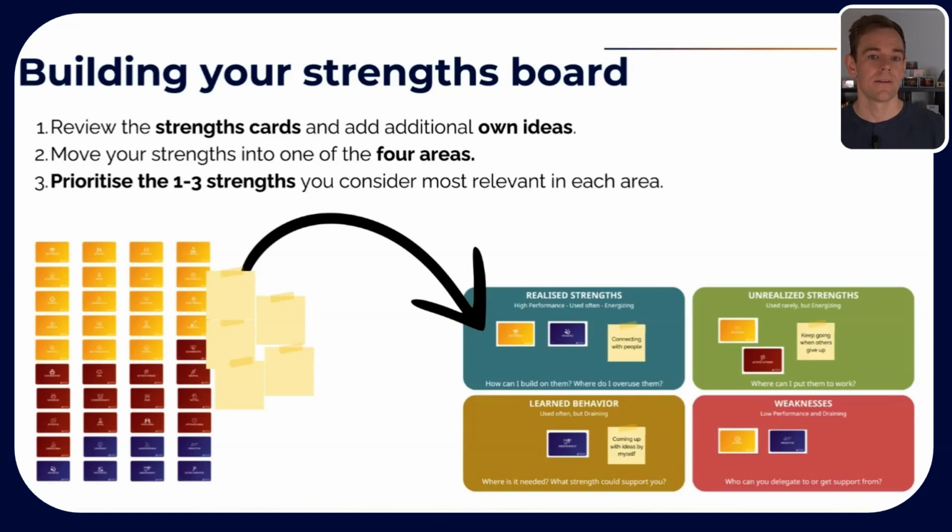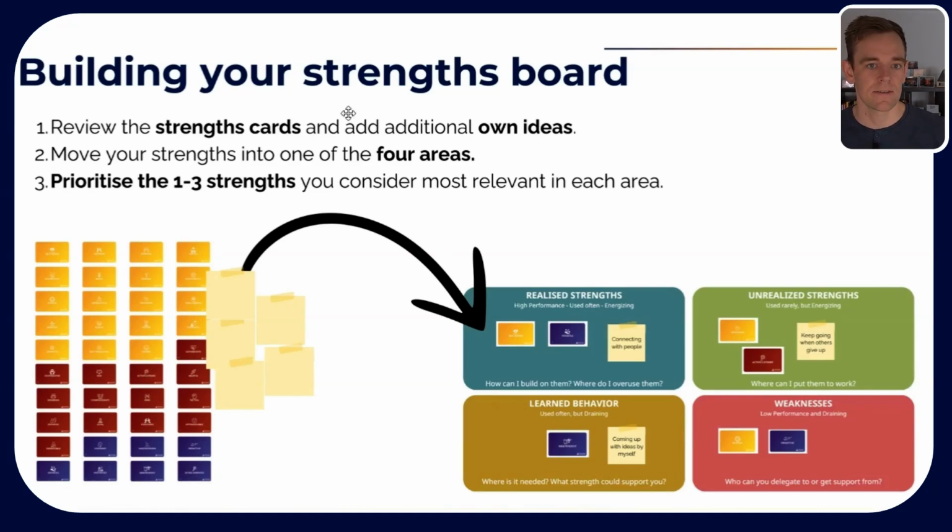Then, at the second step, prioritize the 1 to 3 top strengths that you feel are most relevant in each category. So in the end, you have a maximum of 9 cards.